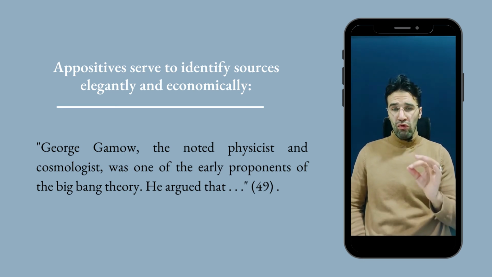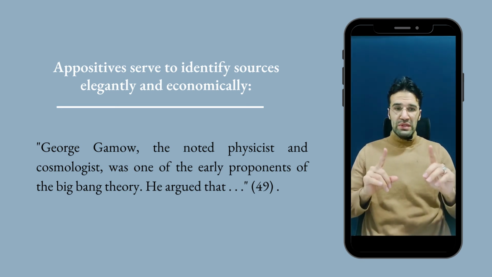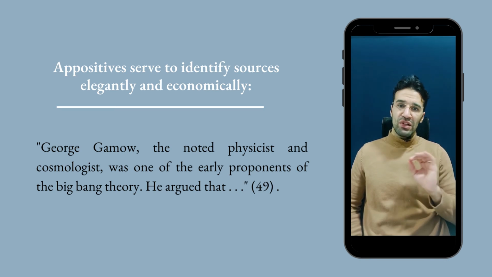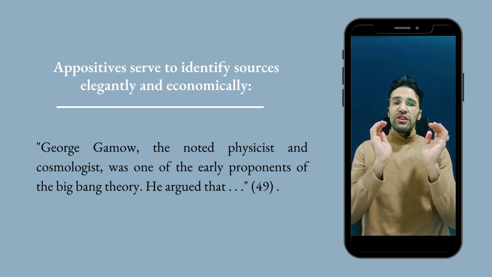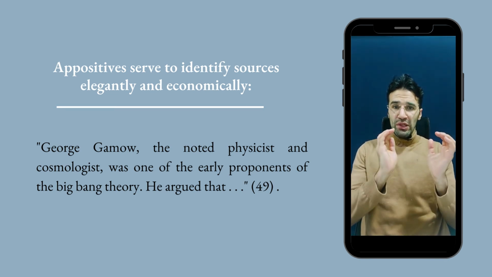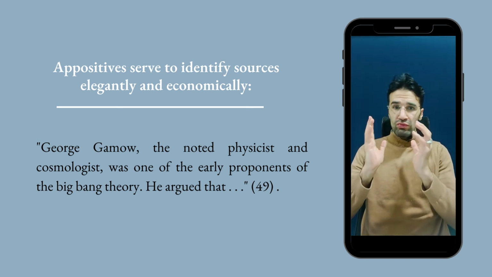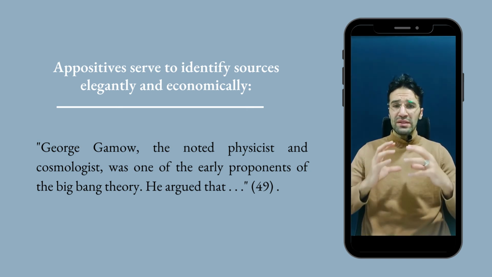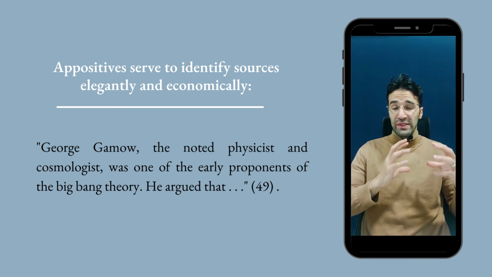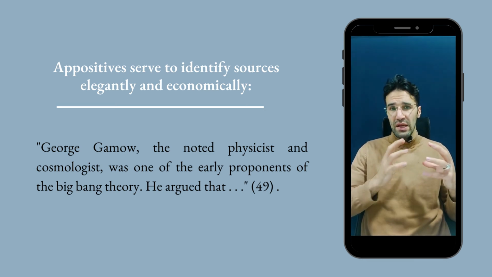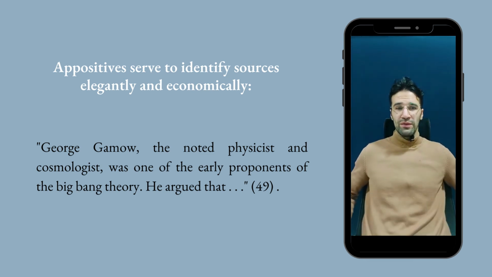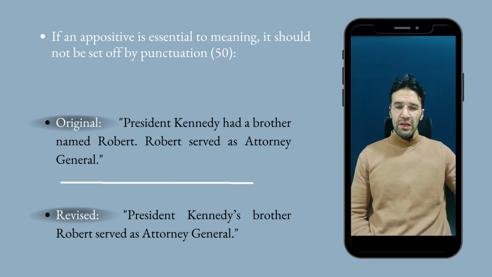So George Gamow, now comes the appositive. The noted physicist and cosmologist. You see, the noted physicist and cosmologist refers to who? George Gamow. So I do not separate it as a whole sentence, as an independent sentence. Put them together, let them work together. Next point. If an appositive is essential to the meaning, it should not be set off by punctuation.